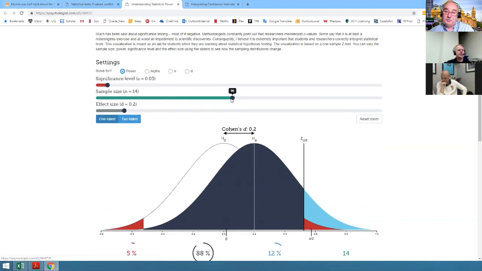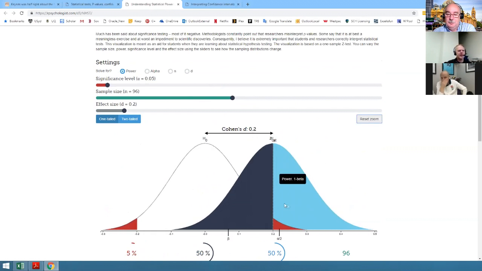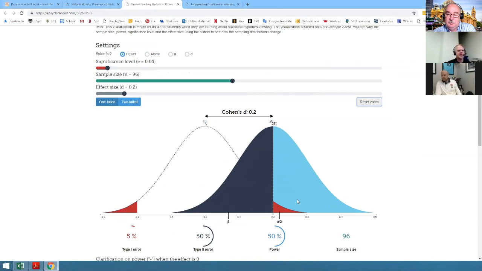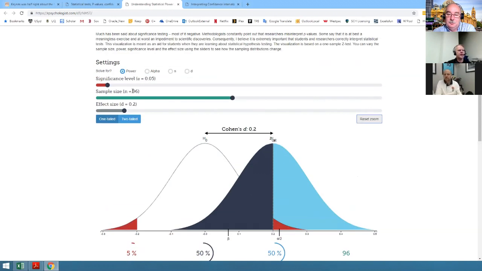Long story short, as you up your numbers, this amount, which is the power, which is the bit north of the group mean differences, starts to get larger and larger. Now I've got 50% power by having a sample size of 96 with an effect size of 0.2. So one of the things people should take home from that is sample size is going to give you a truer estimate of what's going on.